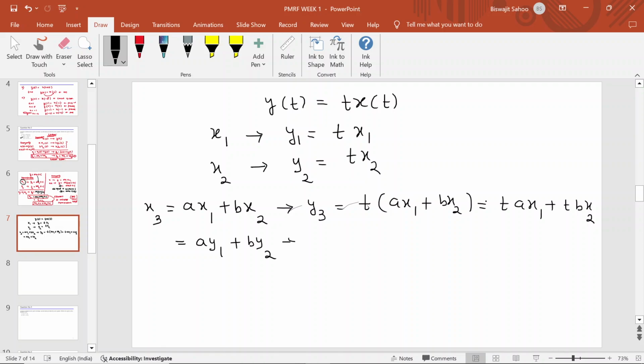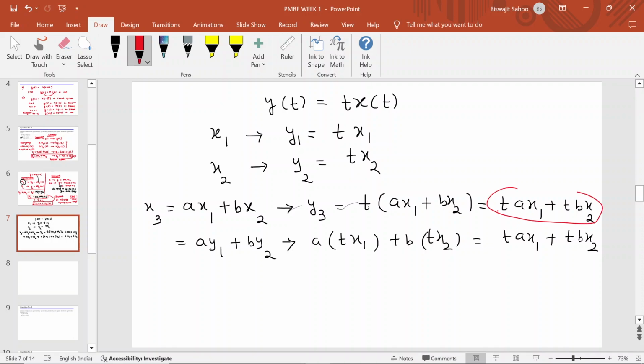So what is a y1? a y1 is a times T x1, and b y2 is b times T x2. If you simplify it, it will give you a T x1 plus b T x2. Now you can check your outputs in both cases, and they are the same. I'm applying both superposition and homogeneity in one line. Both are the same, so you can say that this is a linear system.